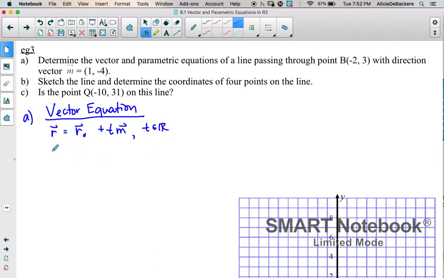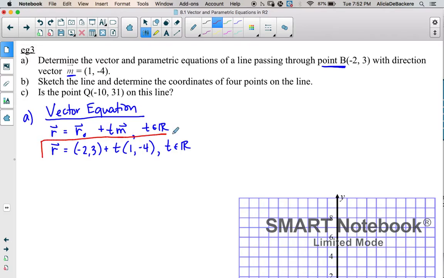And so now I'm going to fill in what I know here. I've got r naught, that's just a point on the line, and I have a point here, so negative 2, 3, plus t times my direction vector. And I've got my direction vector here, 1, negative 4. And again, I'll state that t belongs to the set of real numbers. And that would be my answer. Normally I wouldn't write out the basic one above it. I'd just dive right in. So that's my answer there for the vector equation.